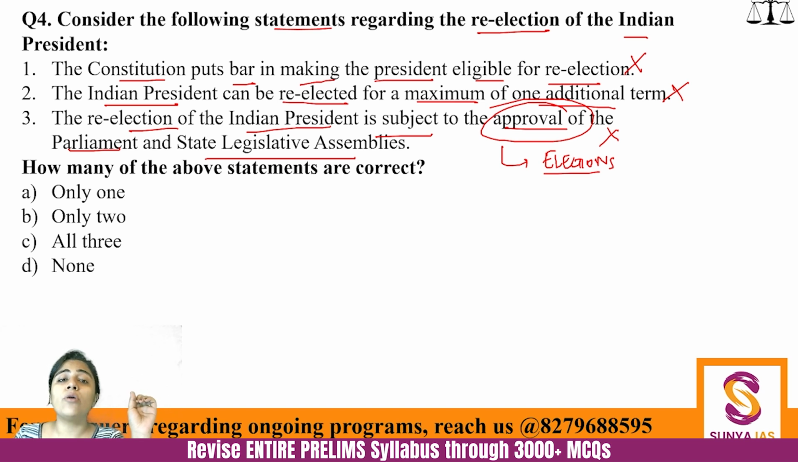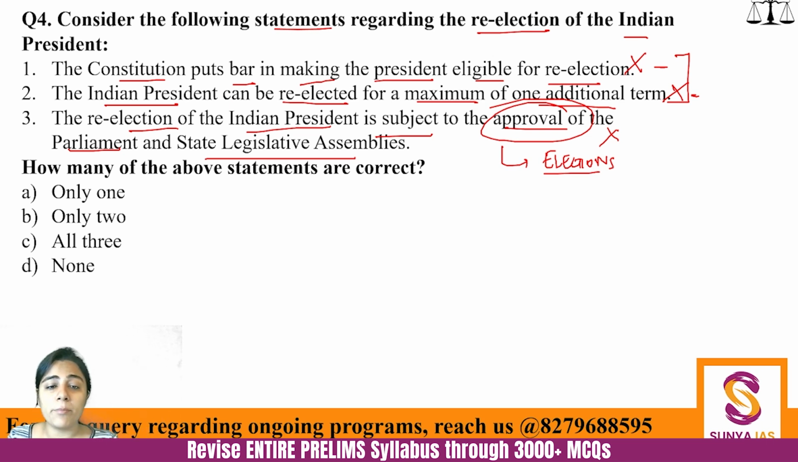And see, how do you answer a question? The first statement, bar on re-election, and the second statement are somewhat related, right? They are almost saying the same thing. So you have to see that both the statements can either be correct or be wrong. So that's how you have to make some intelligent guesses also.